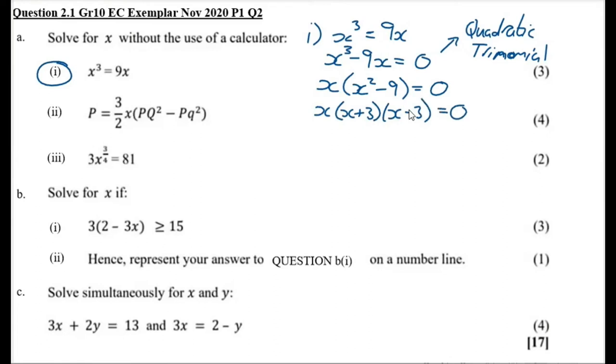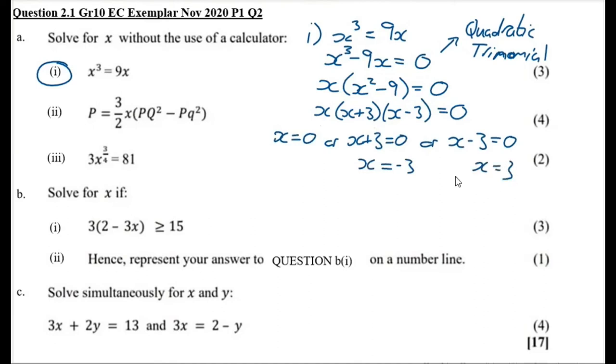And then once we've factorized as far as we can, we're going to split up our factors. It's kind of called the zero factor law, but it's not officially a mathematical term. But every single one of those factors could be 0, guys, including the one that's not in a bracket. So you're going to have x is equal to 0, or x plus 3 is equal to 0, or x minus 3 is equal to 0. That gives me x equals -3. This one gives me x equals +3. So there are 3 possible answers.